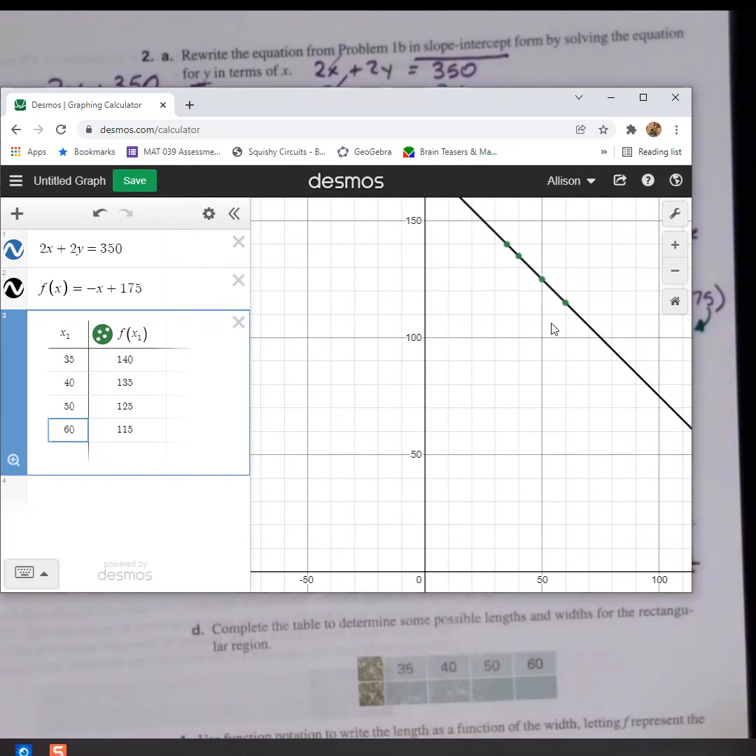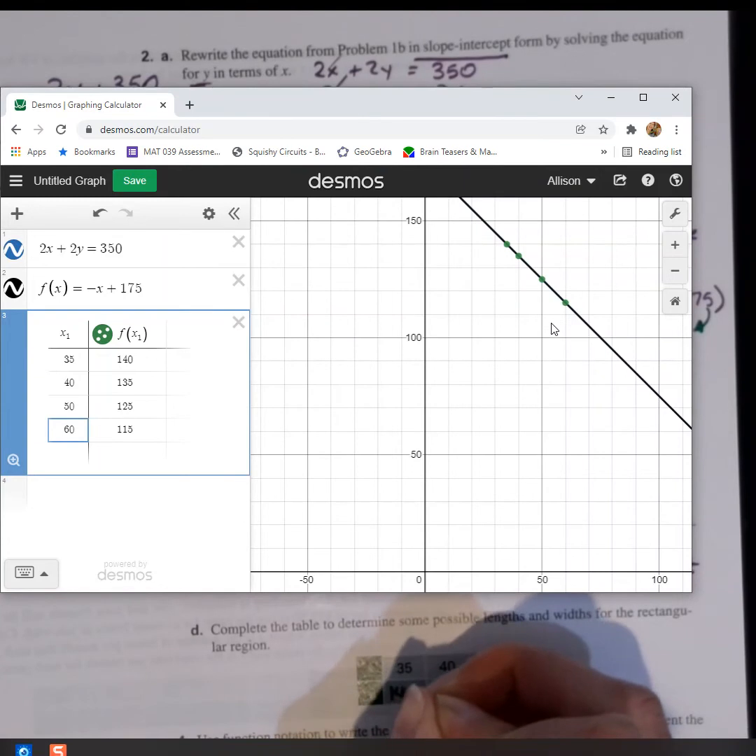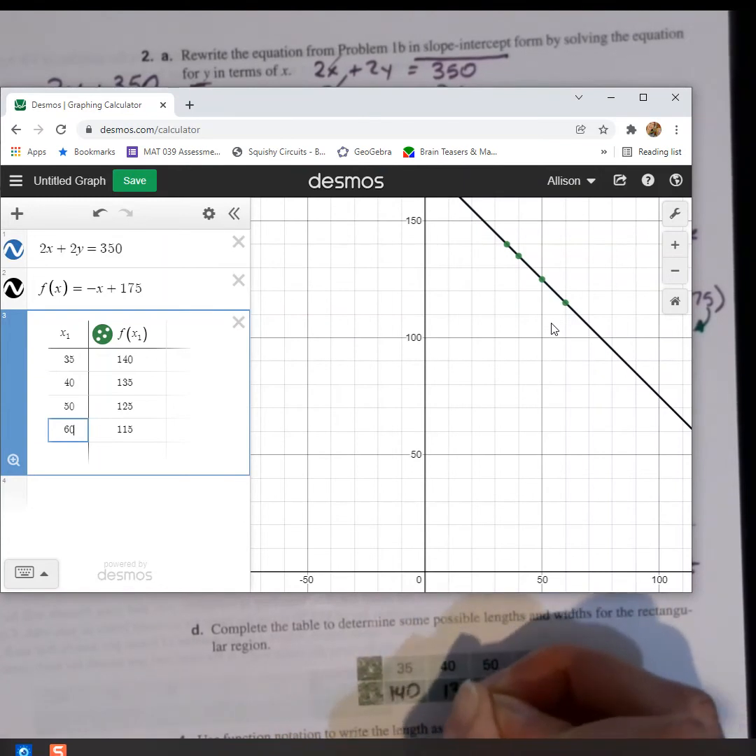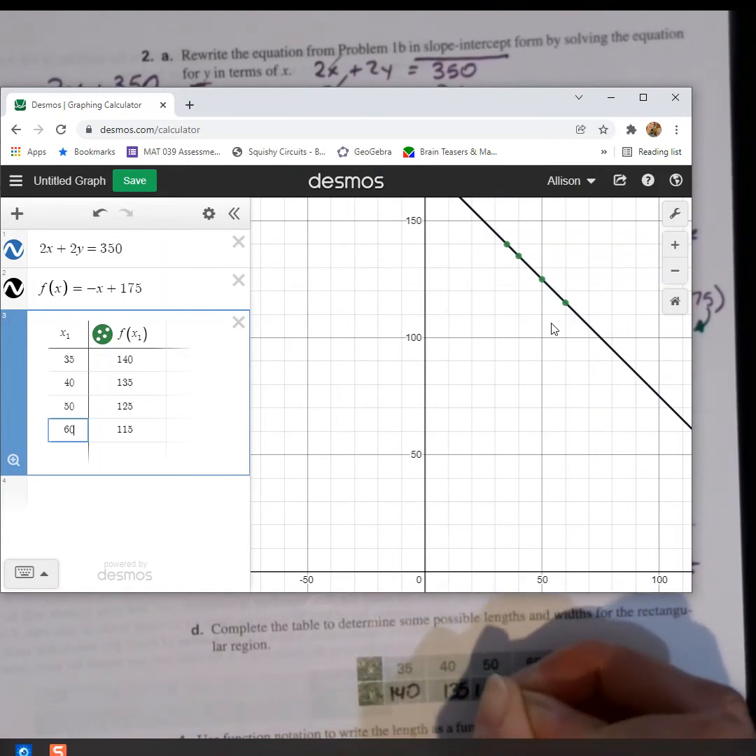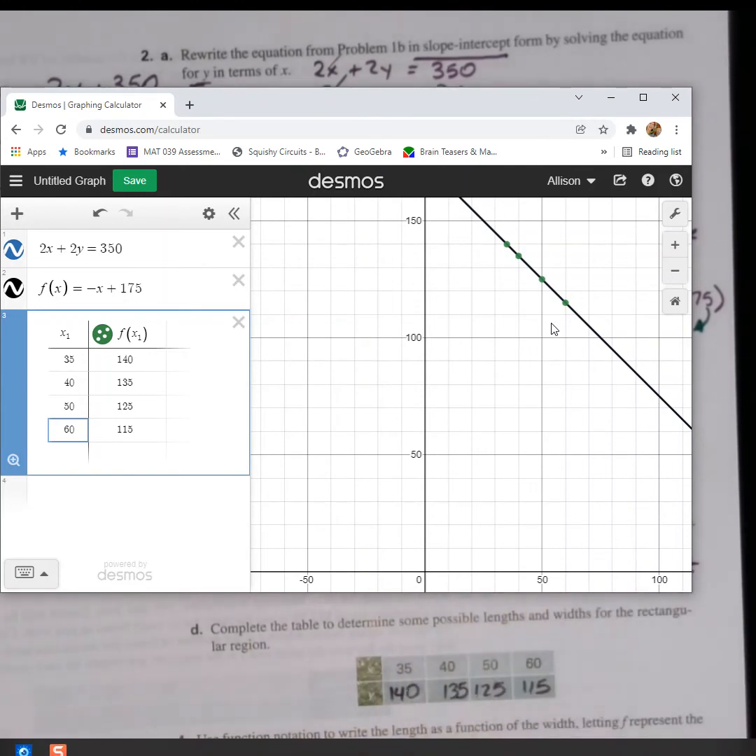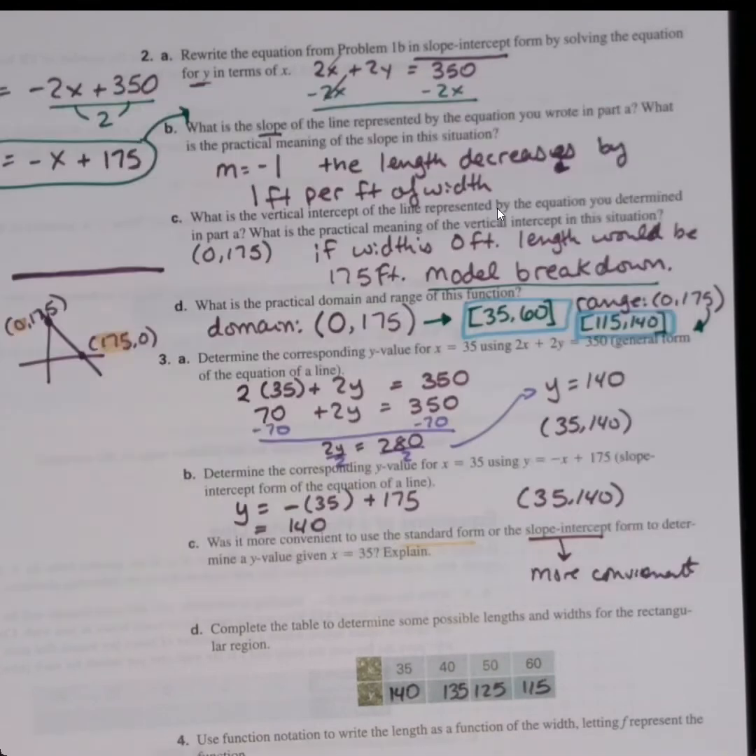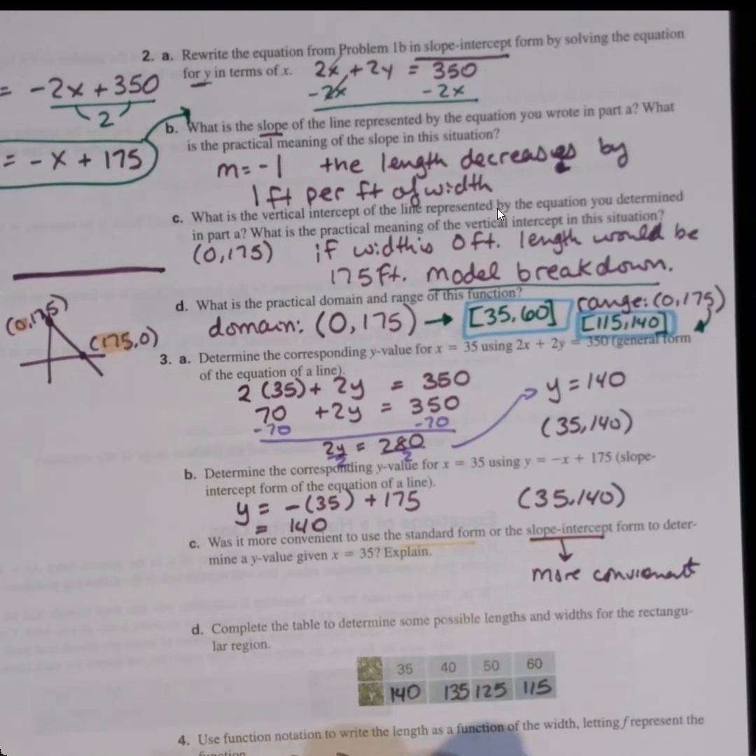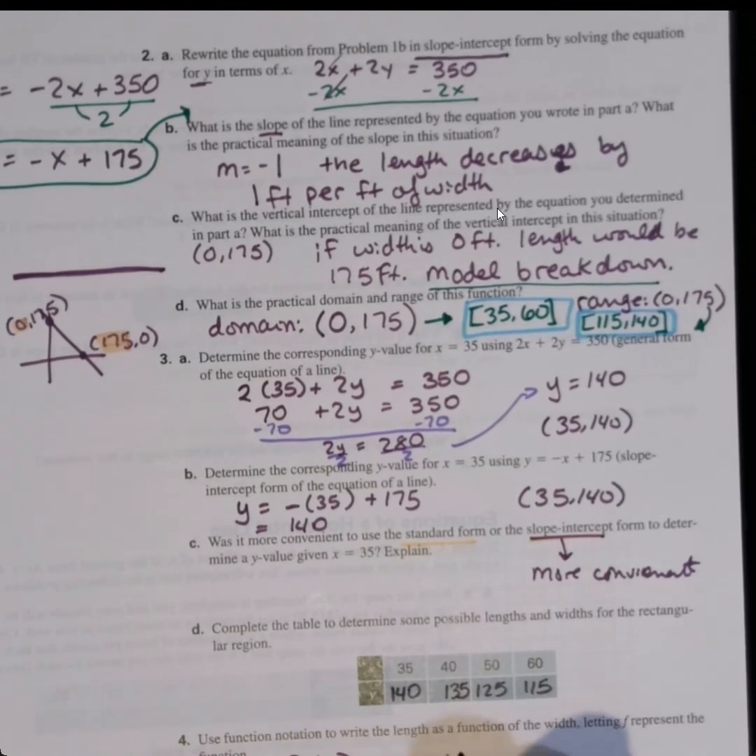Okay. So one of the additional advantages of slope-intercept form is that I can use autofill tables here. I'm going to fill these in. We have 140, 135, 125 and 115. Okay. Oh, interesting. So the next question is use function notation to write the length as a function of width. And that's what we just did. f of x equals negative x plus 175.